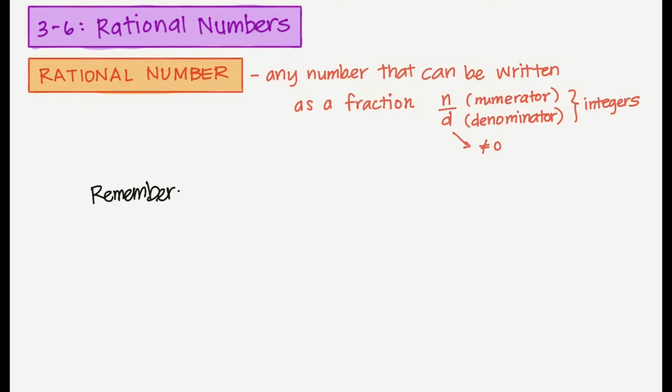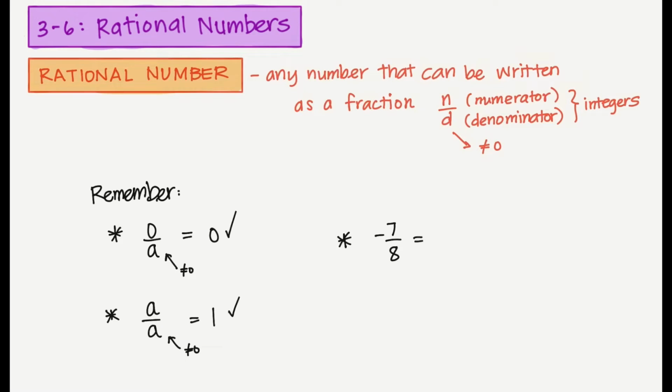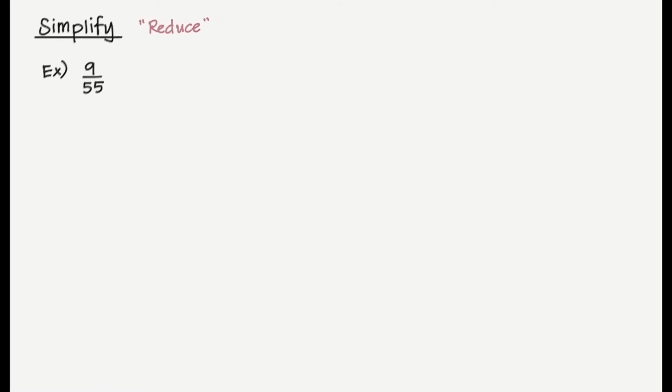So a couple things before we get into this, I just want you to remember that 0 over any number, as long as it still is not 0, equals 0. Or any number divided by any number, again, the denominator cannot be 0, equals 1. Or another tip is -7 over 8 is the same as 7 over -8, which is the same as -7/8. Okay, so those are all the same. Don't get confused. So let's go ahead and simplify some fractions.